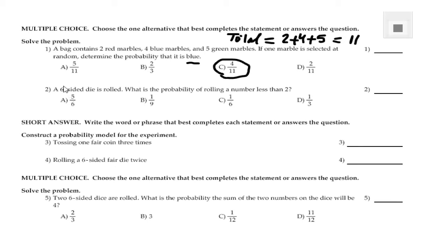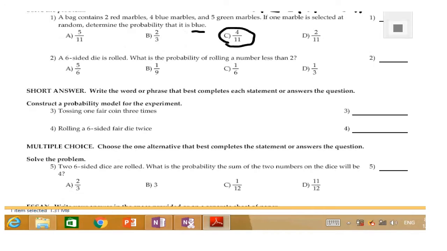For number 2, a 6-sided dice is rolled. We know that the sample space for one dice is 1, 2, 3, 4, 5, and 6. What is the probability to have a number that is less than 2? Less than 2 is only one number, which is 1. 1 is represented in how many faces? One face. So the answer is 1 out of 6.